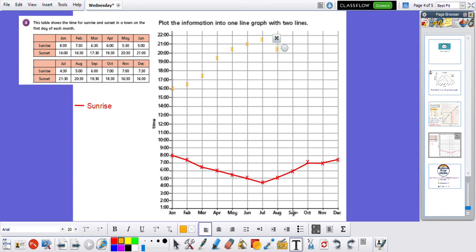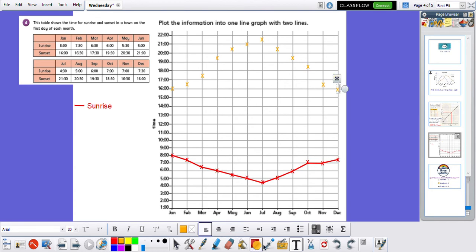Then along the x-axis to September, up to 7:30, so between 8 and 7. Okay, October, along to October, up to 6:30. Oh, then November, up the y-axis to 4:30. And then along to December, and finally up to 4 o'clock in the afternoon.